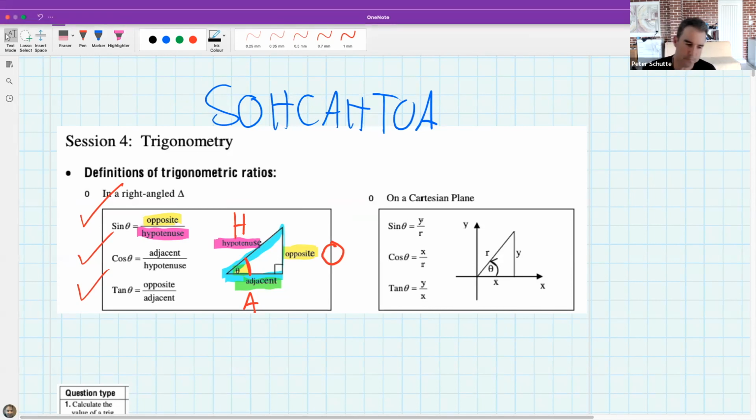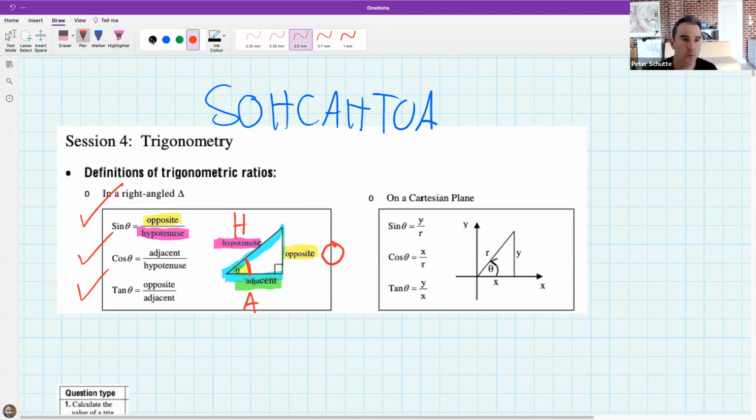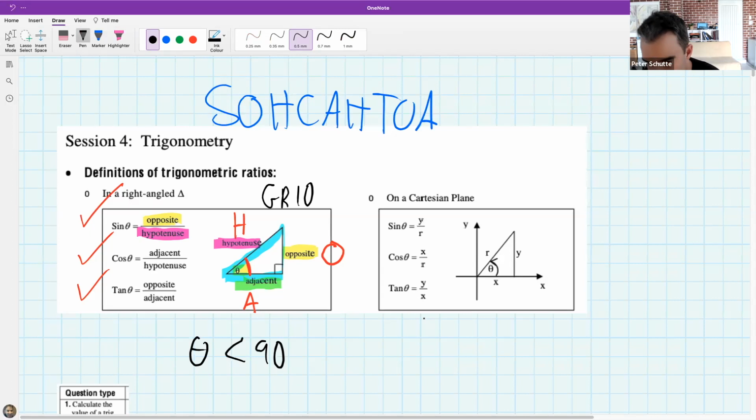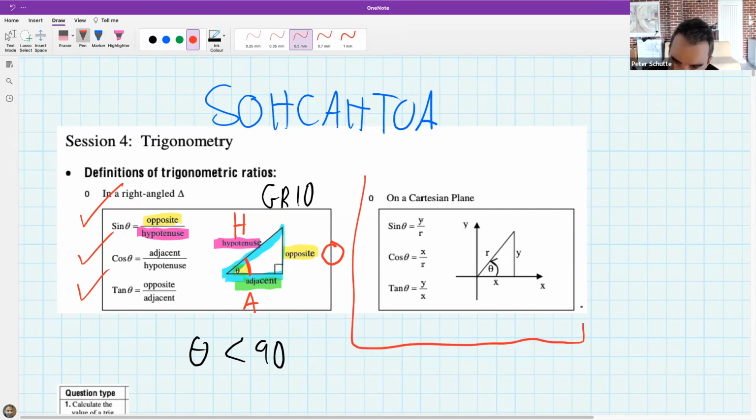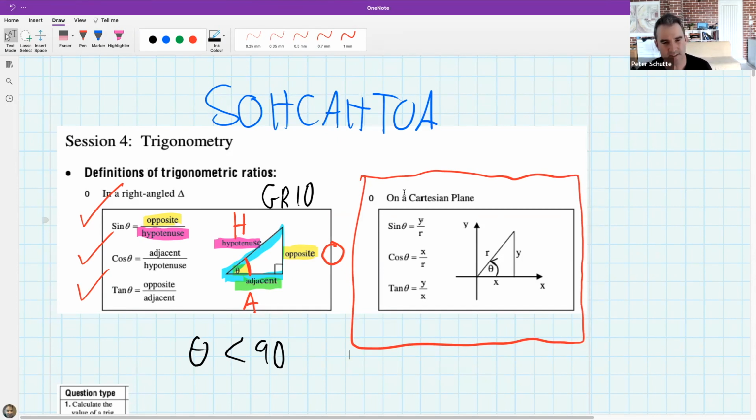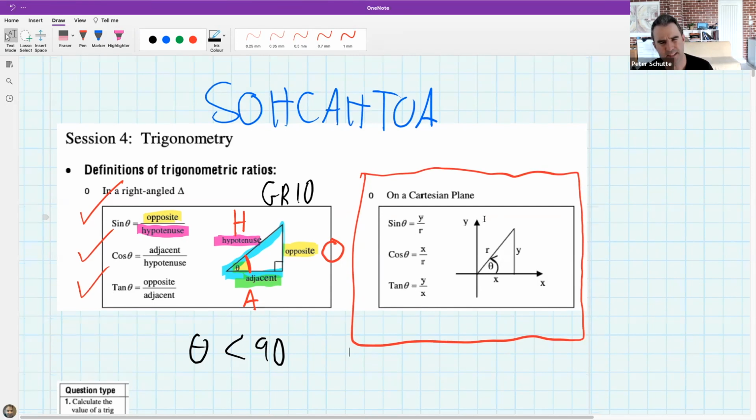Now, in grade 10, we predominantly just work with a triangle where the reference angle is acute, where theta is less than 90. However, later on in the series, we are going to extend it to the Cartesian plane. And at that stage, something changes a little bit. Take a moment to look at this block of information, and I would love for someone to come online and tell me what's a little bit different about the block on the right-hand side. It's got similar information to the stuff on the left, but there are some subtle differences.